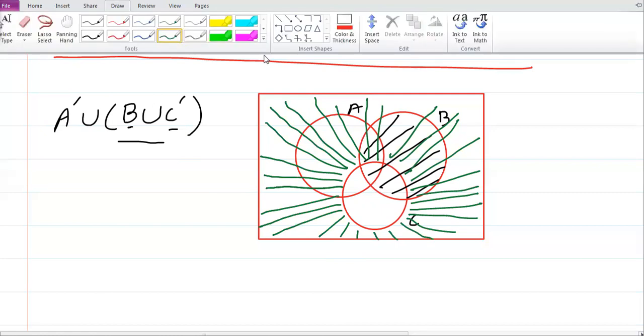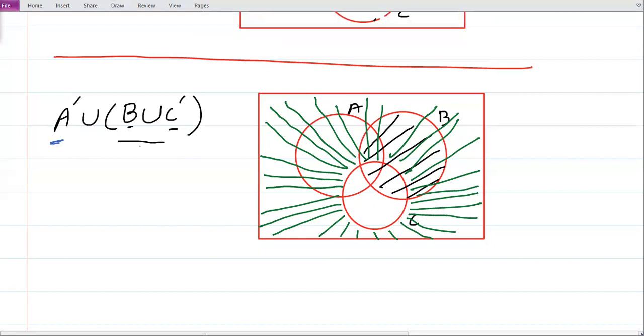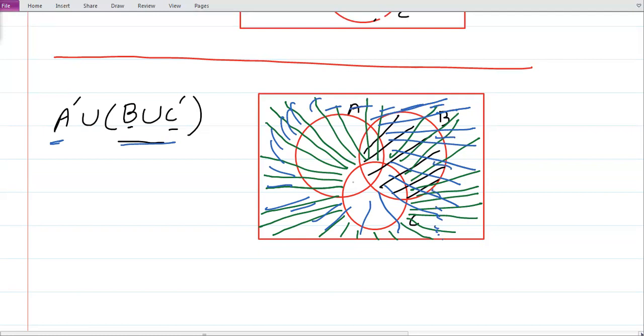Then we have the next one, A complement. We completed this bracket portion because nothing you will remove. Now A complement means outside the A. Now you will color this outside the A. Everything outside the A. Okay, so that is it. It means just this part will not be included. The rest of the part will, because it's union, so no need to remove.